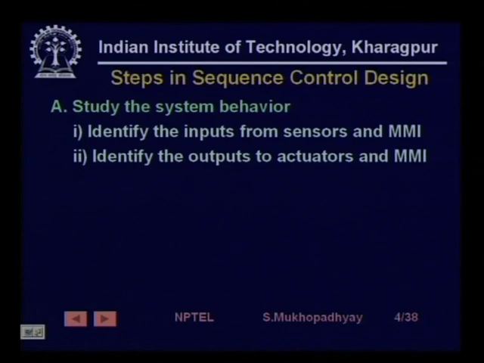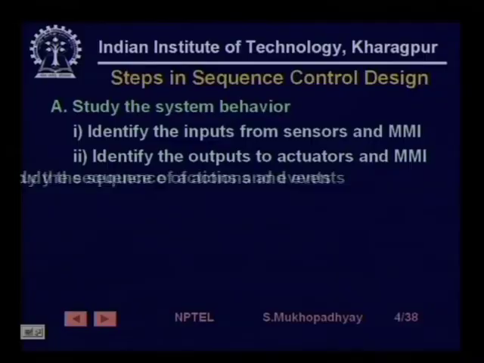Similarly, identify the outputs. So, switch on motor. Motor is an actuator, that is a kind of output. There is another kind of output, for example, switch on some indicator or some lamp, that would be an output which again goes to the MMI or the man machine interface. So, we have to first identify these.